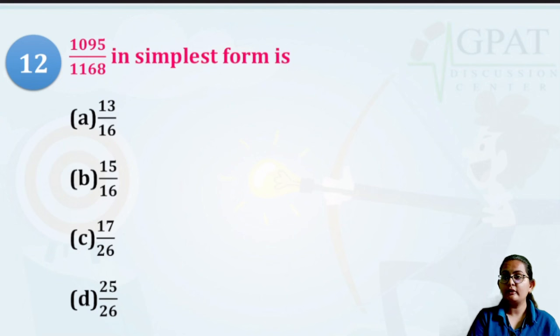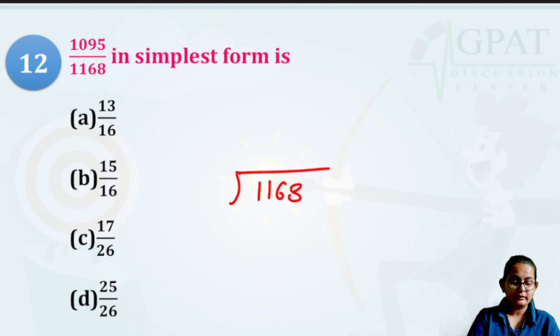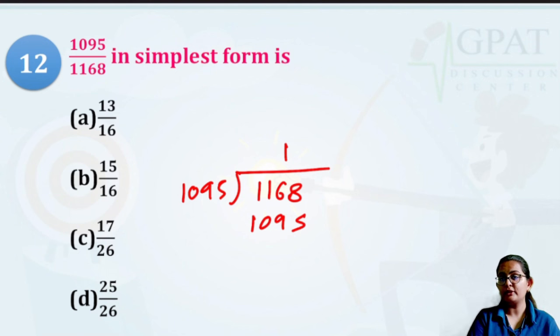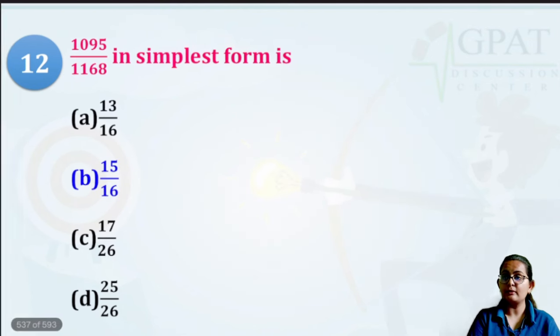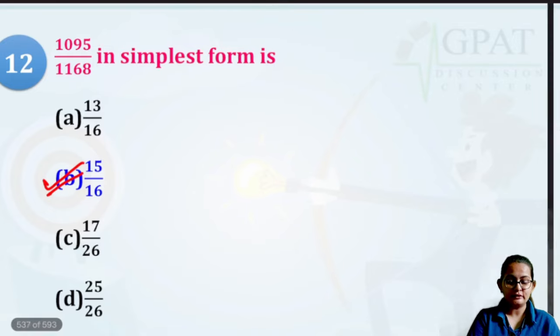Then you again have to form the HCF term. What you can do is put the larger number on the dividend side, then the divisor would be 1095, and go on solving until you get the remainder 0. Once you get the remainder 0, whatever the divisor is, that would be your HCF. That HCF you have to divide individually into 1095 and 1168, and then you will get the simplest form. The correct answer for this is 15:16.